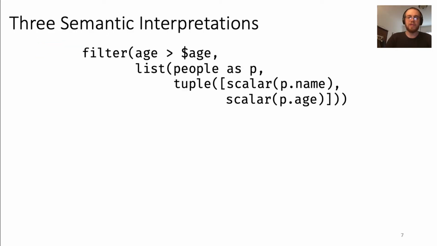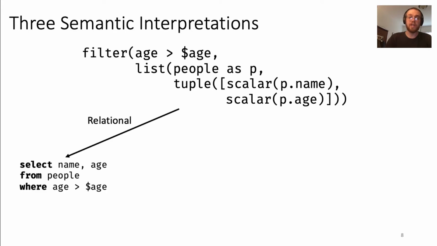Here we see the query from the previous slide written in our language, the layout algebra. An important feature of our language is that it has three semantic interpretations. First, queries in the layout algebra have a relational interpretation. We can view them as equivalent to a SQL query. We can see there's a correspondence between this filter operator and the where clause in the SQL query, and between this list operator and the selection clause in the SQL query.